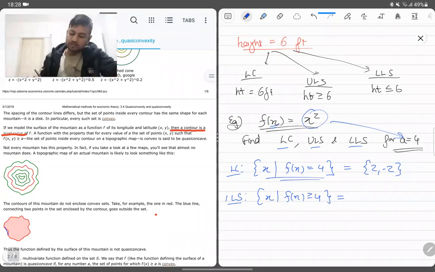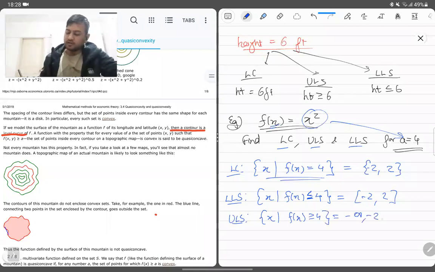अच्छा, लोअर लेवल सेट बता दो पहले. लोअर लेवल सेट क्या होगा? f of x less than equal to 4. -2 to 2. एक्चुअली इसको मेरे को -2 and 2 ऐसे लिखना चाहिए. ठीक है, हाँ, -2 से 2. And upper level set will basically be all x such that f of x is greater than equal to 4. So that will be equal to -infinity to -2 union 2 से infinity.